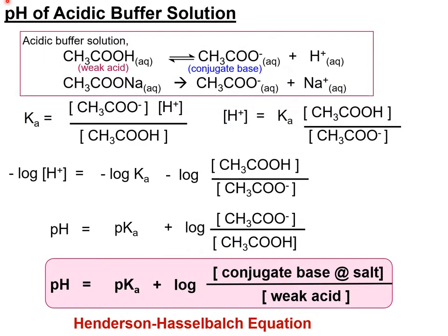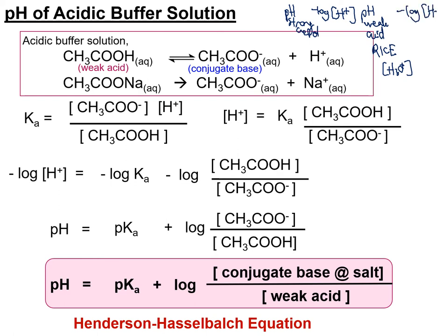Okay guys, macam mana nak kira pH of acidic buffer solution? Previously, kalau you nak kira pH of strong acid, senang je. Negative log concentration of H plus, kan? Kalau pH of weak acid, senang jugalah. Cuma you kena buat rise table. Bila you buat rise table, you cari concentration of H3O plus. So pH dia will be negative log concentration of H3O plus.